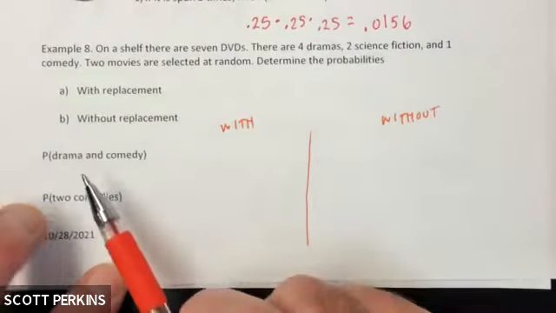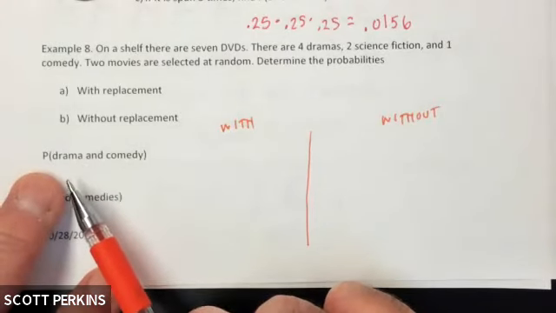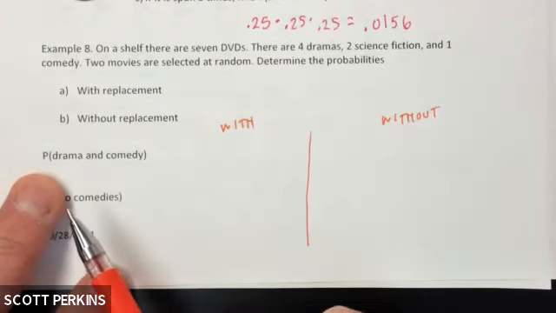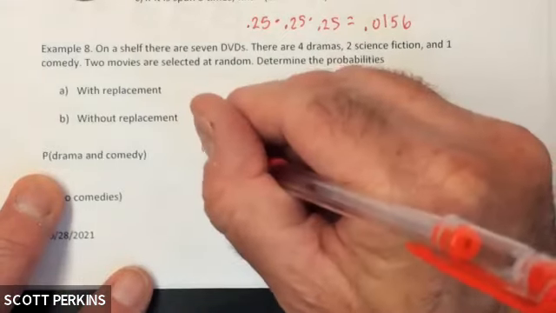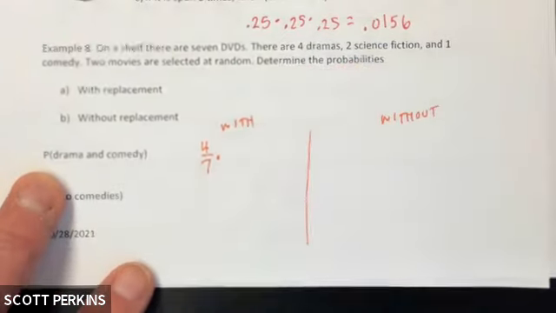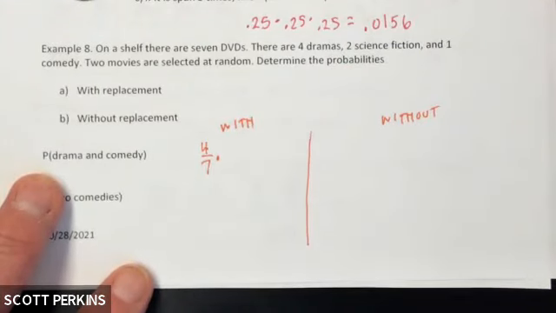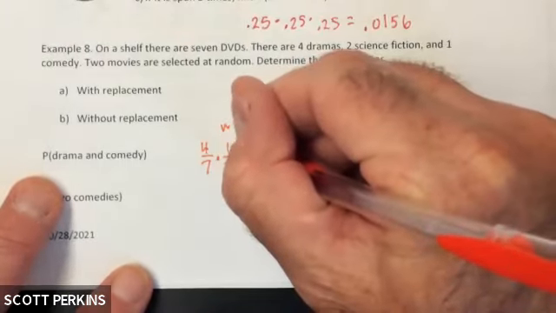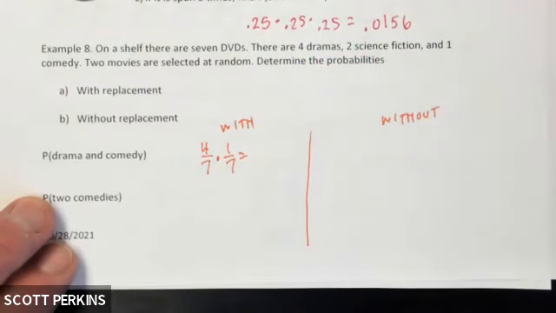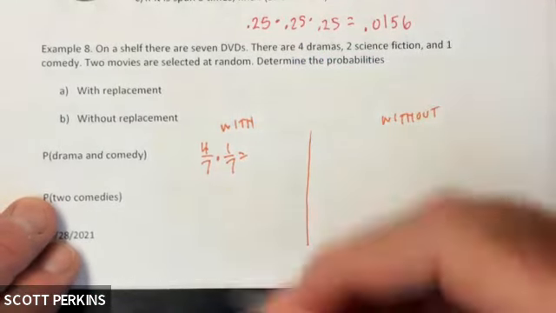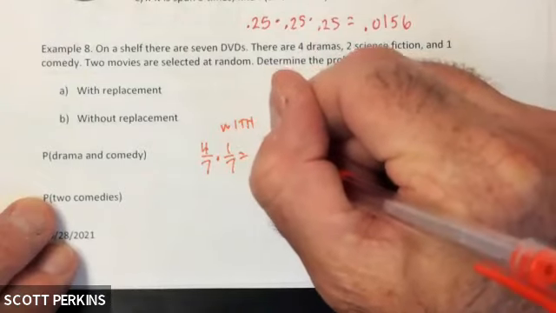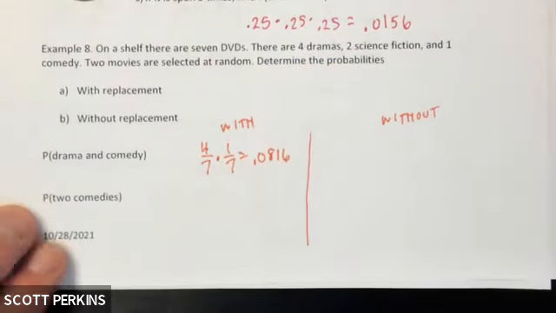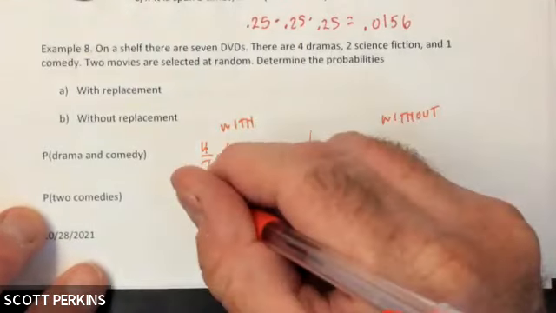So if I do this with replacement, first, what's the probability that I pick a drama off the shelf if I've got my eyes closed? Yep, there's 4 out of 7 are dramas. I am replacing that movie because maybe I didn't want to watch a drama. And so now what's the probability that I pick a comedy the next time? Yeah, 1 out of 7. So that's going to be, if you made a fraction, it's 4 out of 49. If you made a decimal, that's going to be 0.0816.